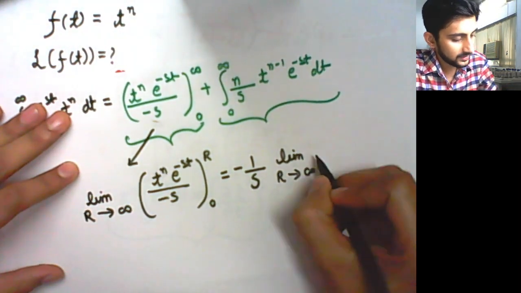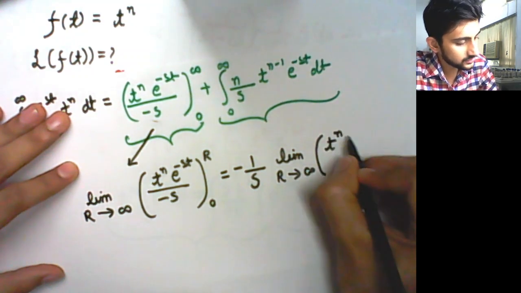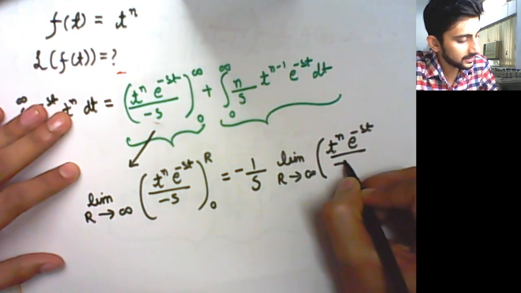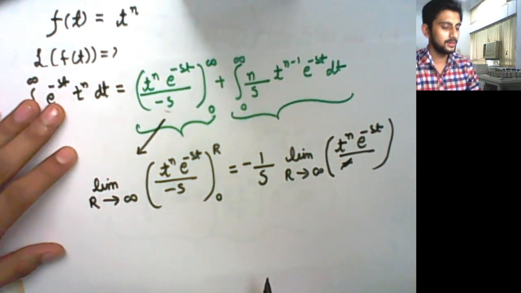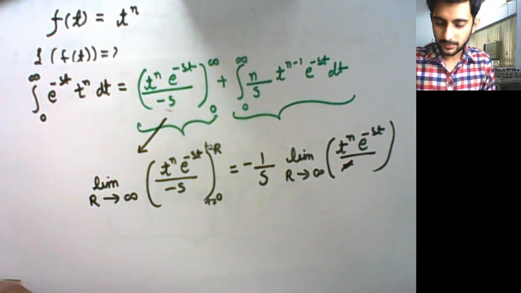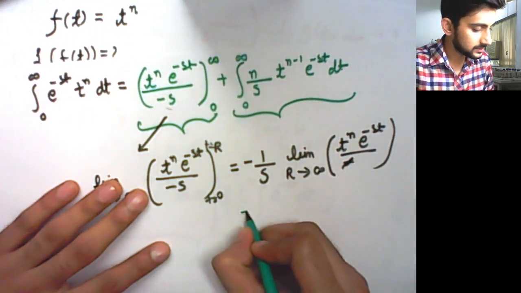R tending to infinity, t raised to the power n e raised to the power minus st upon minus s. We have taken the minus s outside, okay. So this is actually evaluated at t equals r and t equals 0. The problem is with this particular thing at infinity, what happens.